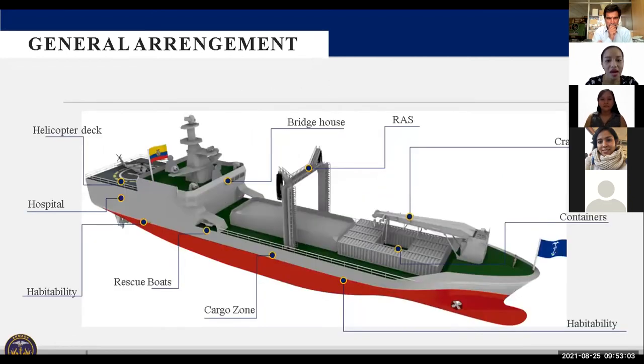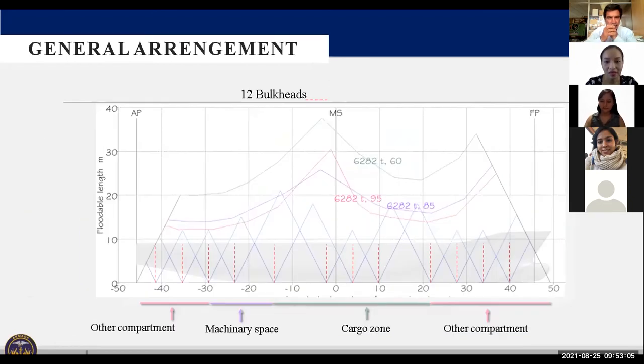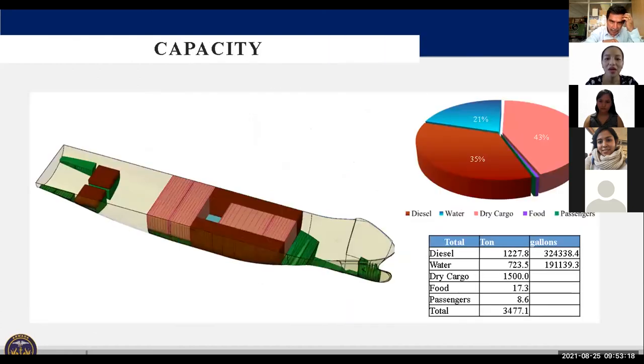12 bulkheads are distributed, and the permeabilities are defined: 0.6 for the cargo zone, 0.85 for the machine space, and 0.95 in the other compartments. The distribution satisfies the floodable length for two compartments. Continuing, the capacity distribution can be observed, where the fuel represents 35%, water 21%, and dry cargo 43%.